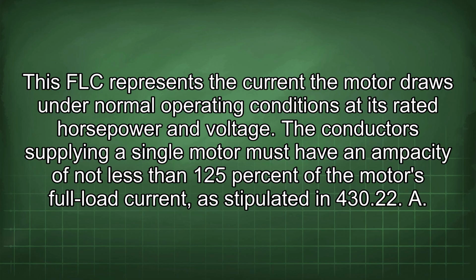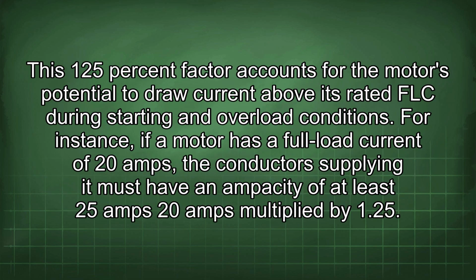This FLC represents the current the motor draws under normal operating conditions at its rated horsepower and voltage. The conductors supplying a single motor must have an ampacity of not less than 125% of the motor's full load current, as stipulated in 430.22. This 125% factor accounts for the motor's potential to draw current above its rated FLC during starting and overload conditions. For instance, if a motor has a full load current of 20 amps, the conductor supplying it must have an ampacity of at least 25 amps. 20 amps multiplied by 1.25.